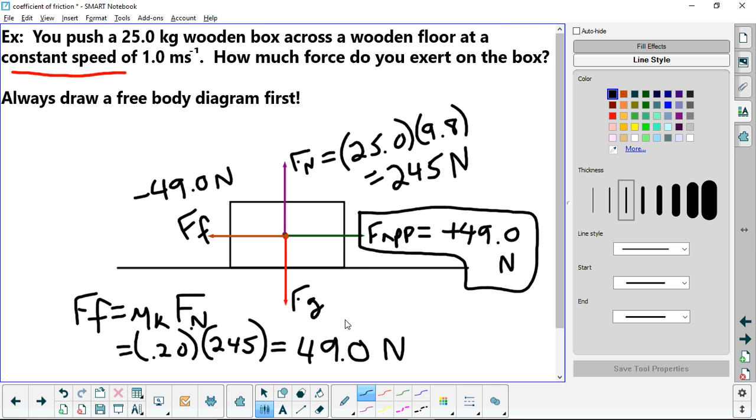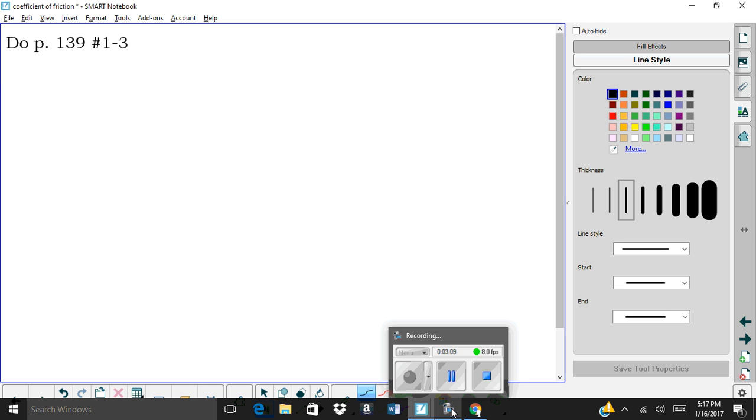All the problems on page 139, 1 through 3, pretty much are exactly like this. Do not hesitate to ask any questions. Again, here's the assignment. And I will be around to offer assistance.